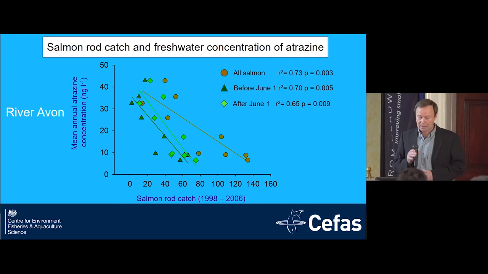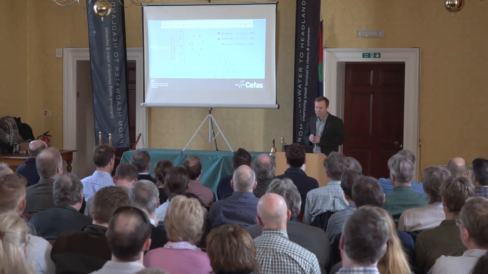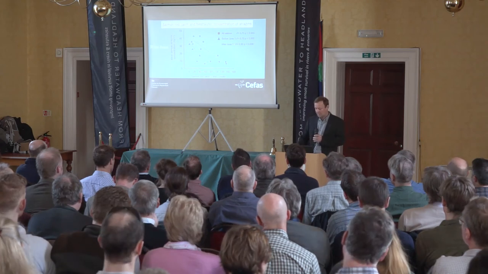And again, this is another graph showing the rod catch at the year that the fish are returning. So this is fish coming back and the concentration of atrazine in the river at the time. And this may suggest that, again, if atrazine is affecting the olfactory receptors and sense of smell, these fish may not be returning in the numbers to the rivers to be caught. But as I say, there are many, many other factors affecting salmon in our rivers and streams.